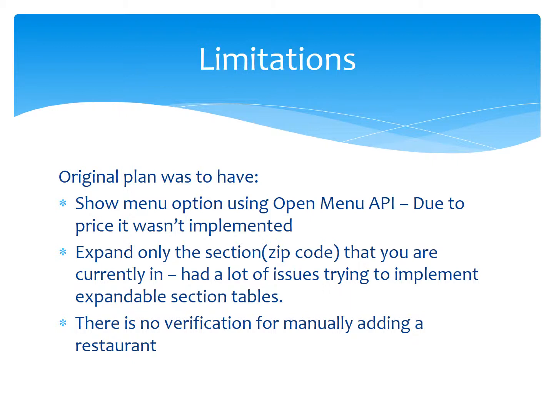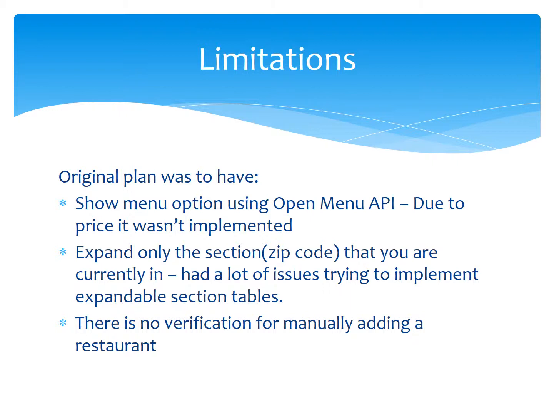Another feature I was supposed to have was to expand the section that you're in. So if you're in Scottsdale, for example, and your zip code is 85260, it would expand that section of the table and show you the restaurants in 85260. I was sure it's a simple task, and maybe it is, but I couldn't do it. I decided not to do it because of time limitations, and I had a lot of other issues coming up because of it. But it's a nice feature that should definitely be in the app.